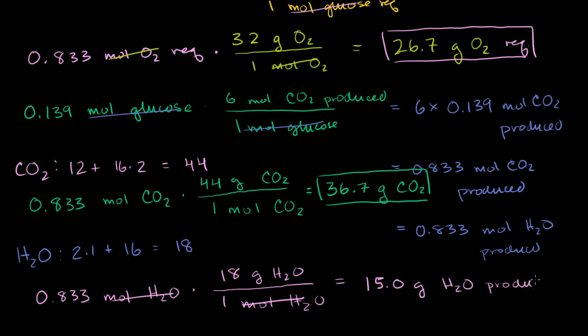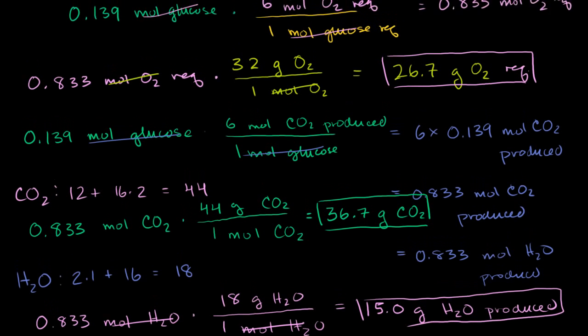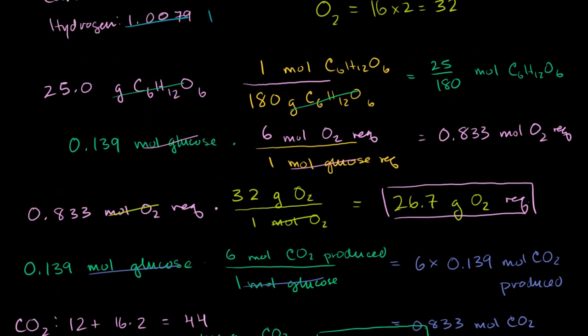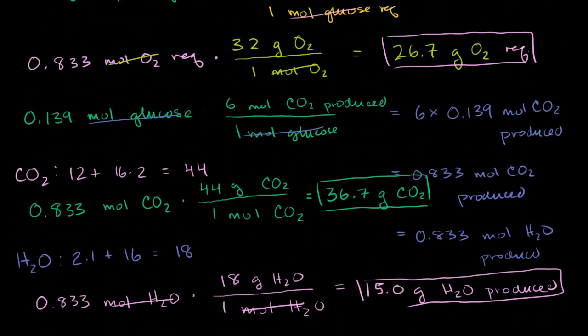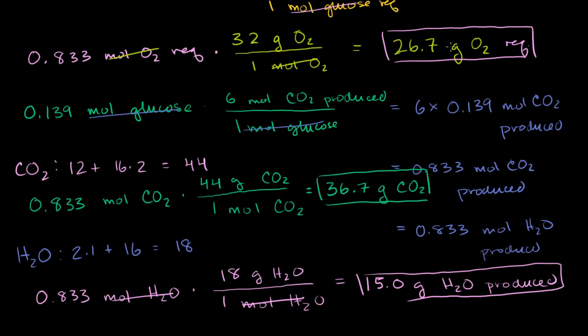And we're done. We are done. We figured out that if we start off with that 25 grams of glucose, like they told us at the beginning of the problem, we're going to require 26.7 grams of oxygen to react with it. We're going to produce 36.7 grams of carbon dioxide and 15 grams of water.